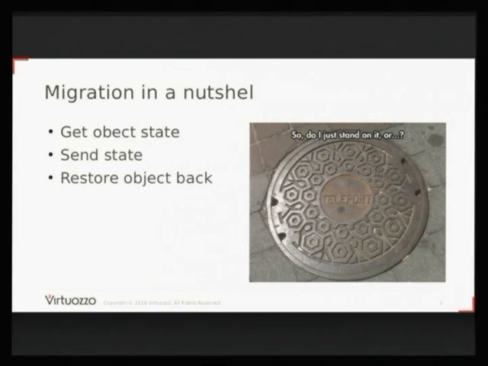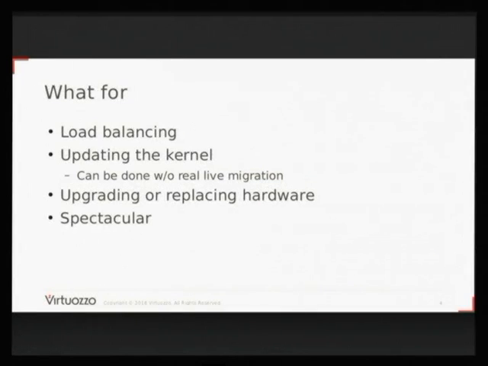So live migration is quite simple. It's pretty much like teleportation. You take an object, in our case it's a container, you get its state, send it to the place you want it to have live migrated to, and then restore the object back. In a few words, it's pretty simple. People use it for several reasons.